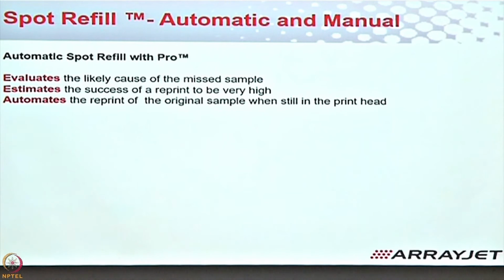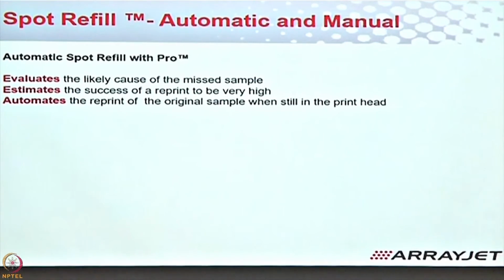So there are spot refill features. Spot refill means you can reprint that spot. Wherever it is a missing place, it will go and put your sample. So it evaluates the likely cause of the missing sample. Sometimes what happens is air goes inside, or you've forgotten to fill a well, because these are 384 well plates.